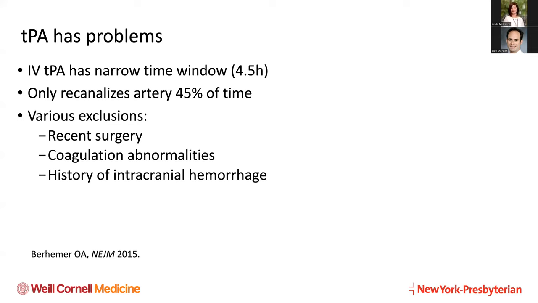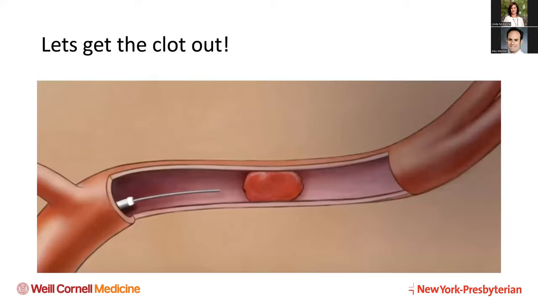Well, TPA has a narrow time window. It only recanalizes, or opens up the artery, about 45% of the time. And there's various exclusionary factors, as we went over, like recent surgery, coagulation abnormalities, history of hemorrhage. And so the next step is, let's actually get the clot out.